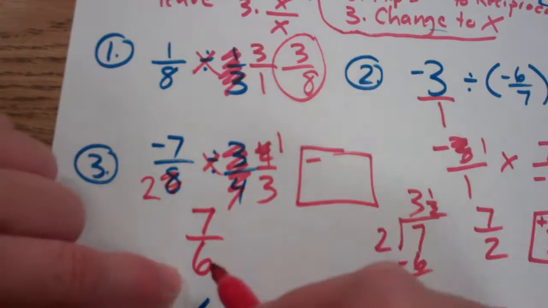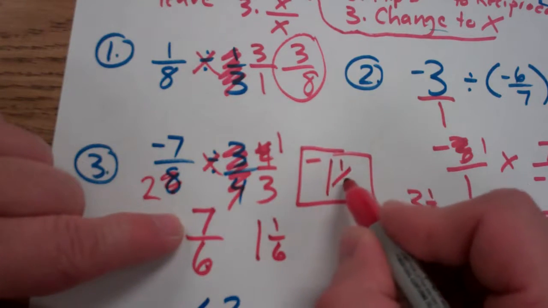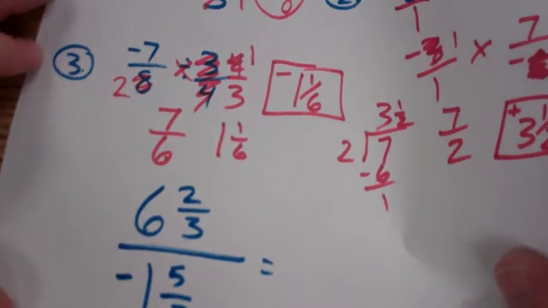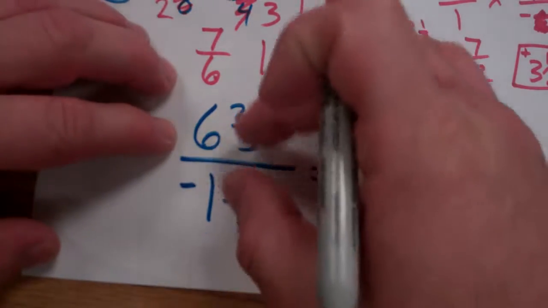And then simplify it. How many times will 6 fit into 7? Once, with one little remainder. That remainder is a 6th, right? So -1 and 1/6. I want to do one more. It's a little more intense. Has fractions, has decimal, or has negatives, and it's written vertically.